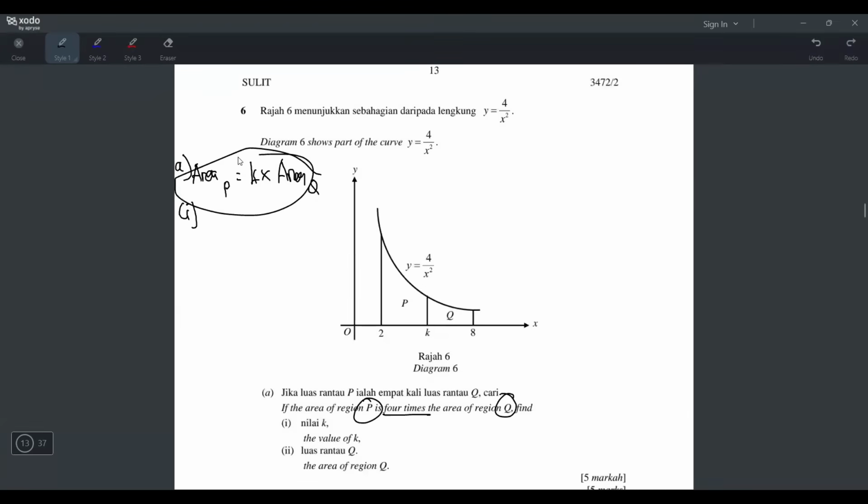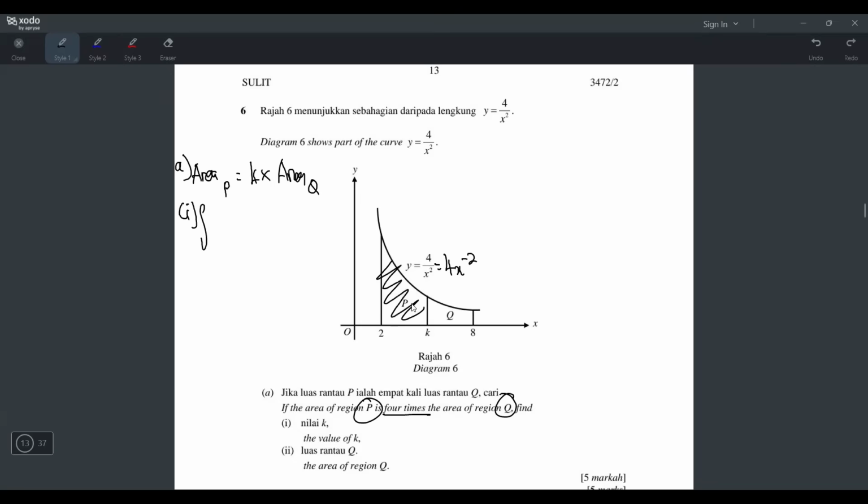So definitely we use this information to find it, right? And this is an integration question. Yeah, it's integration. And when you integrate, if there is x at the bottom you cannot integrate, right? So try to straight away move it up like this, 4x power negative 2. Okay, now how to find the area of P?